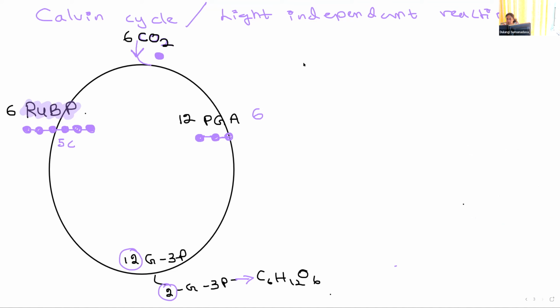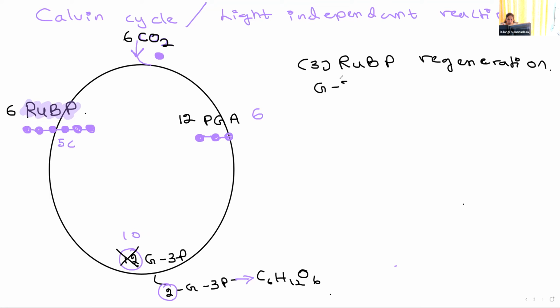Right, so the third step of the Calvin cycle is the RUBP regeneration. The 5-carbon compound always needs to be present within the cycle, right? So the cycle needs to regenerate the RUBP, otherwise you can't do the cycle. So what we have is we use 2 of the G3P to build up glucose, but we have 10 left.